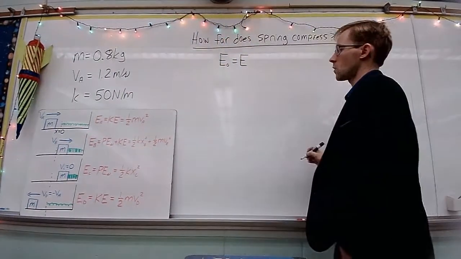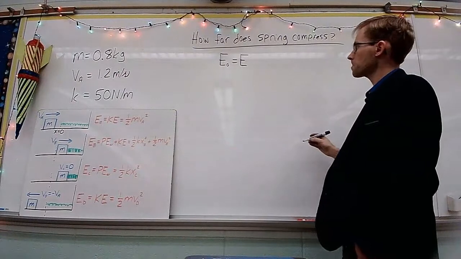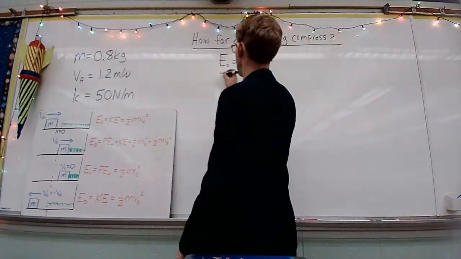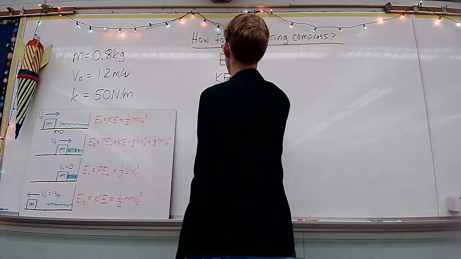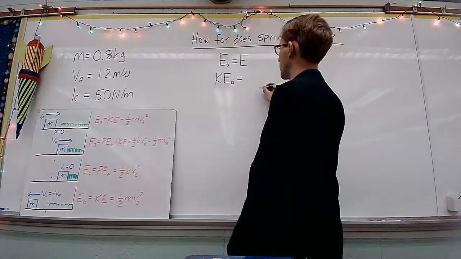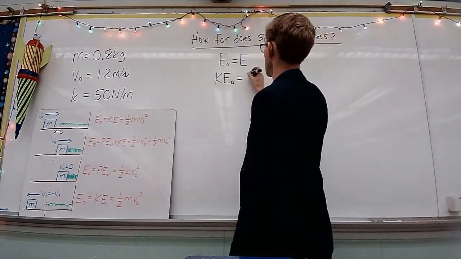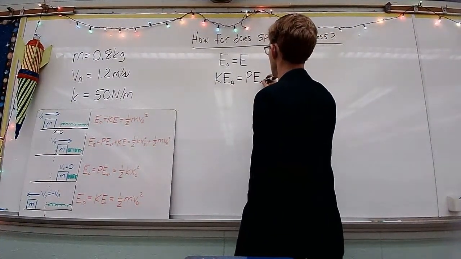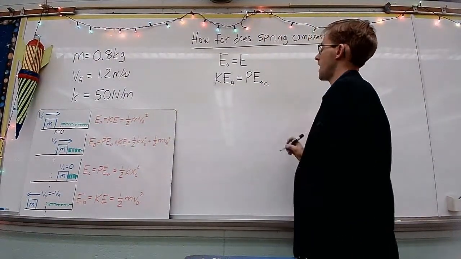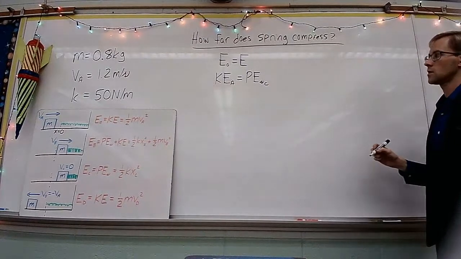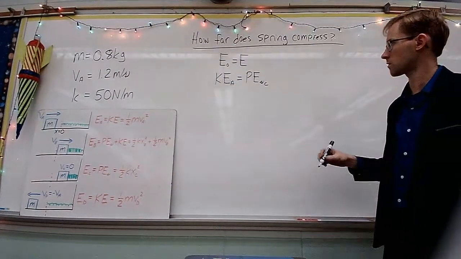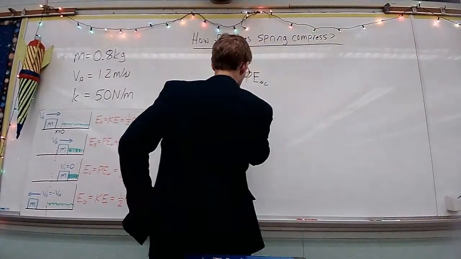Original energy equals final energy. So originally, it's all kinetic at A. And at the end, when it's fully compressed, it's all spring potential at C. So I'm just going to plug the equations in. Hopefully the numbers work themselves out, and we can finish.